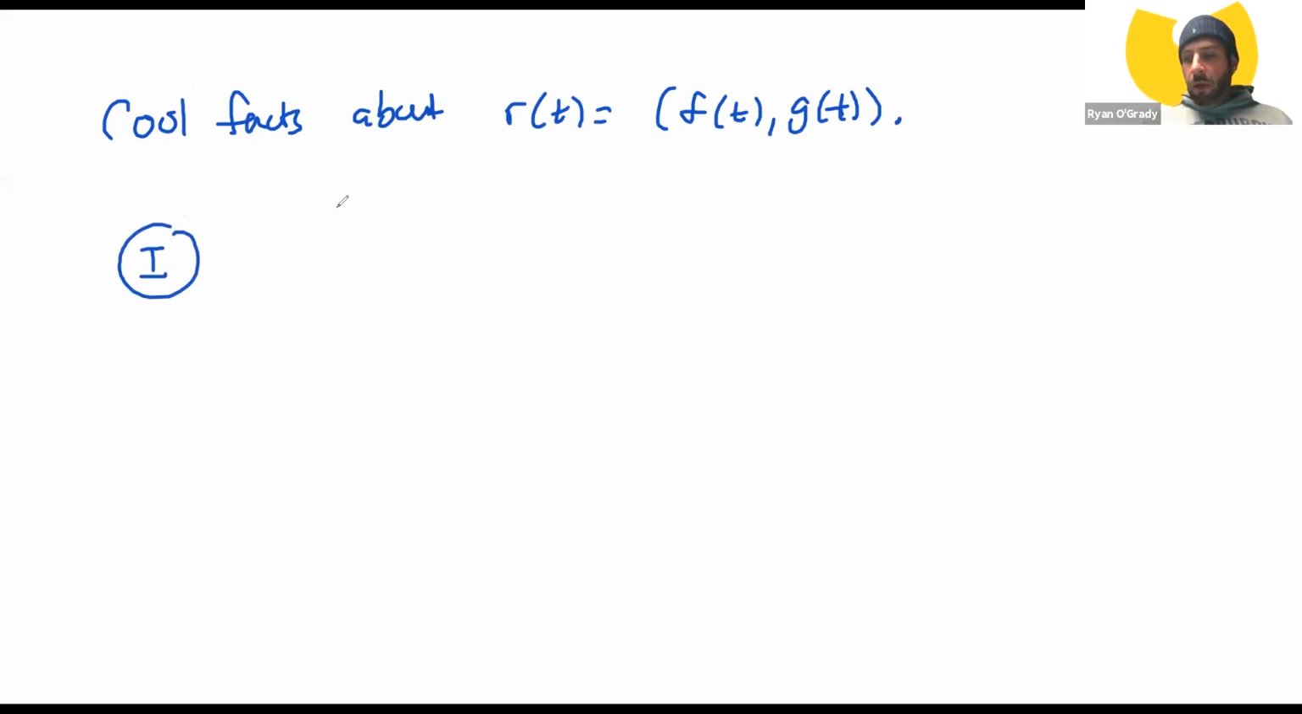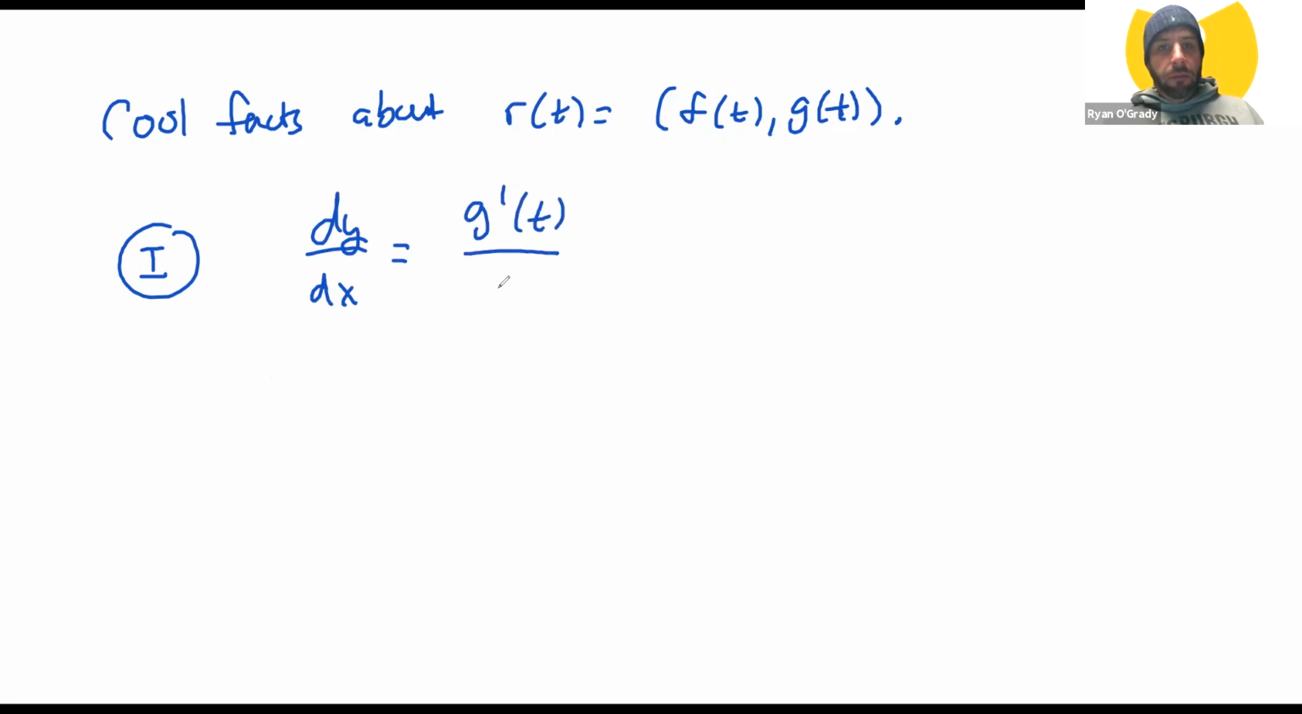Well, I'm not going to go through the derivation because it's a little overwhelming and it's a lot of symbols, but using the chain rule, we can sort of figure out how these guys are related. They're related in the following way. So dy dx is given by this formula, g prime of t divided by f prime of t. So this is a version of the chain rule.